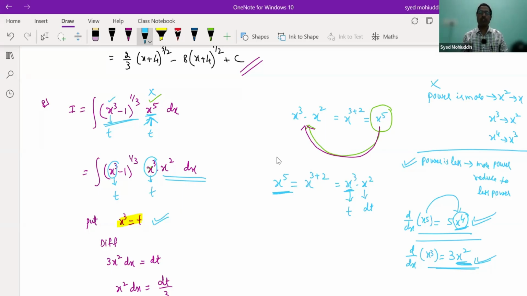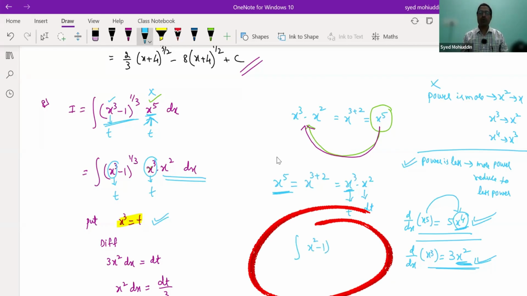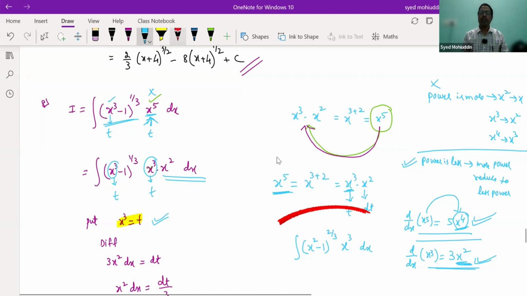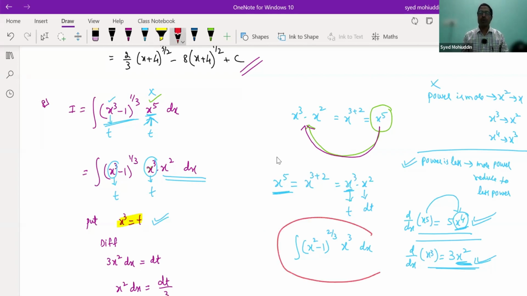If you want, you can try this one: the integral of x square minus 1, whole power of 2 by 3, into x cube dx, where you take x square as t. You try this one as homework. You'll get an idea on how to adopt this procedure.